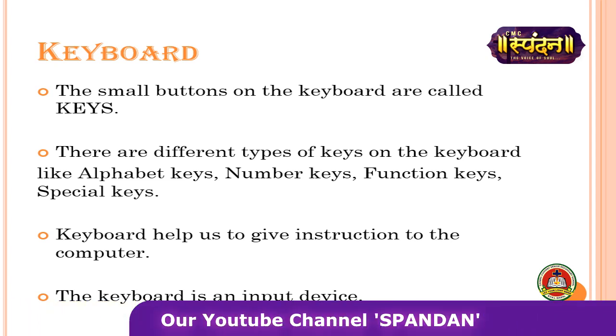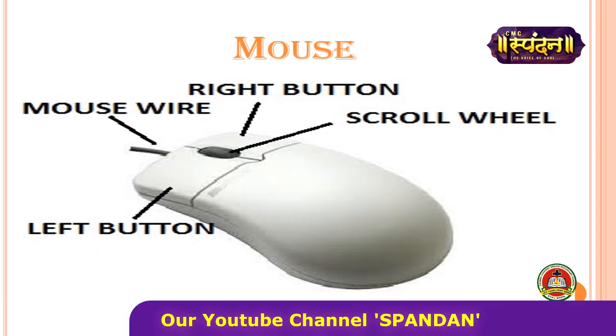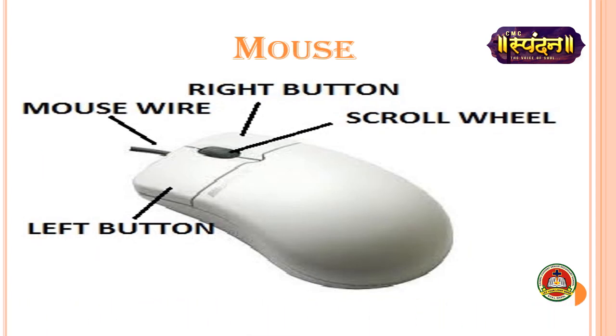Now we'll move to the mouse. The fourth part of a computer is the mouse. On the mouse you all are seeing that we have 3 buttons: left button, right button and a scroll wheel. The left button helps you to double click, and we use the left button to open any program. The right button we use to open the pop-up menu or any details of a folder or icon, and the scroll wheel helps you to move the page up and down. And the wire, it's connected.